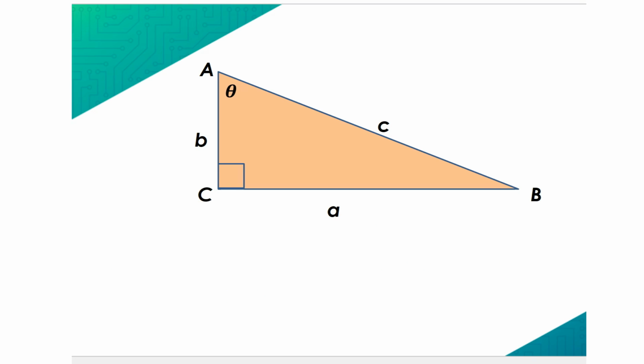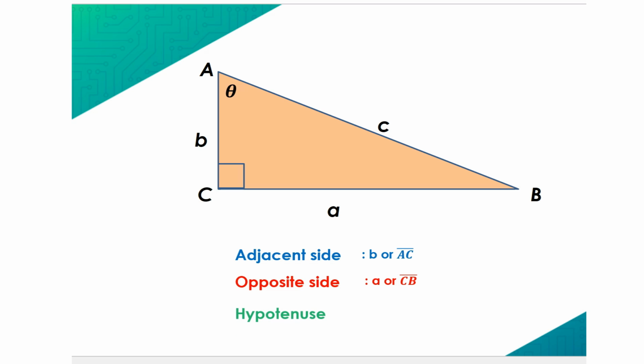How about if the reference angle is A? What will be the adjacent side? That will be B or segment AC. How about the opposite side? That's right. It will be A or segment CB. How about the hypotenuse? C or segment AB. Notice that the hypotenuse does not change.